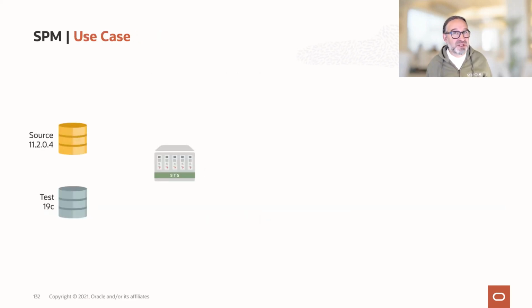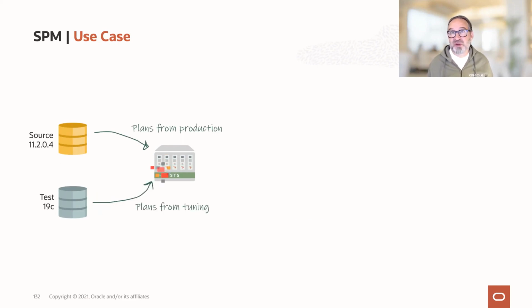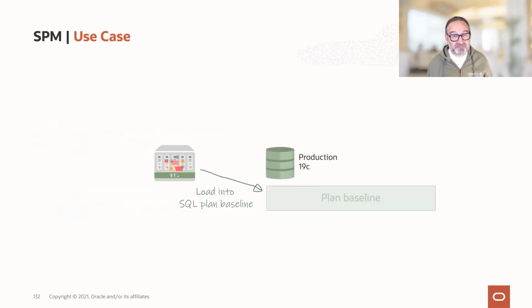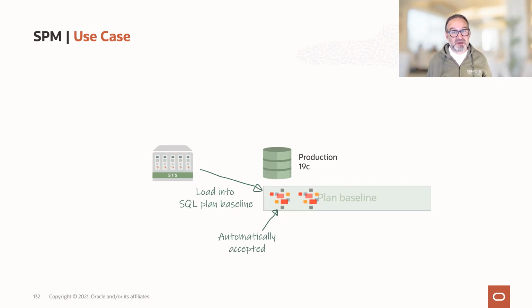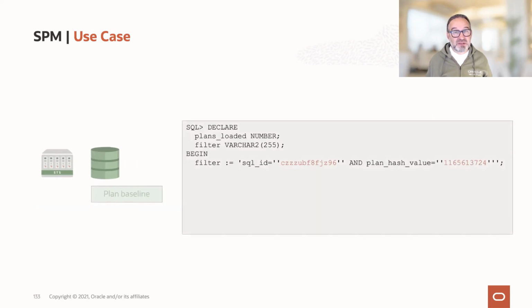So what would be our use cases? We have plans from production. We capture them. And in our test environment, we have plans from our tuning efforts. Now, they are all in SQL tuning sets. And this is our production. So what we do is we load these plans from the SQL Tuning Set into the SQL Plan baseline of our production database. And if you need to, you can even filter.